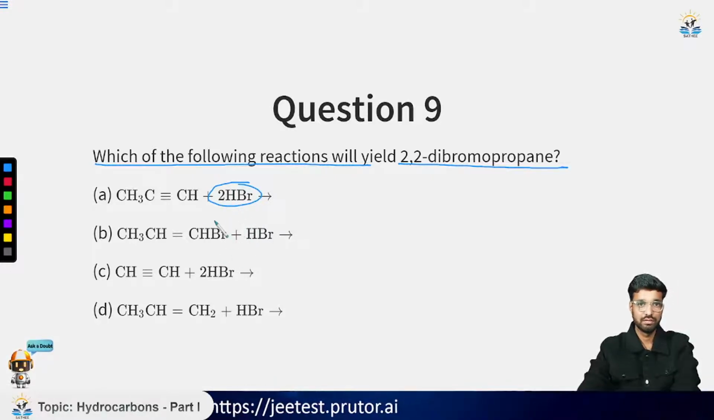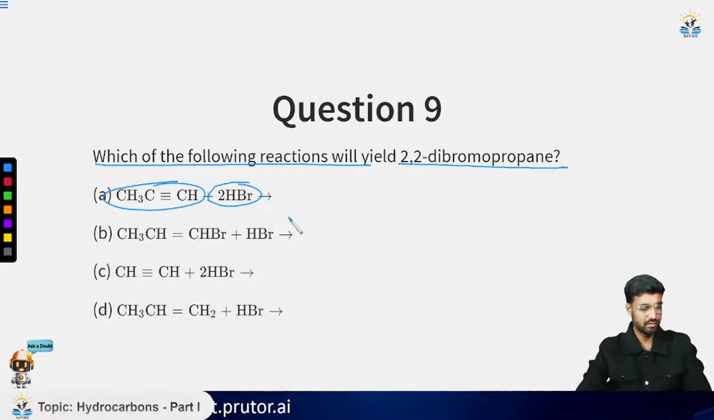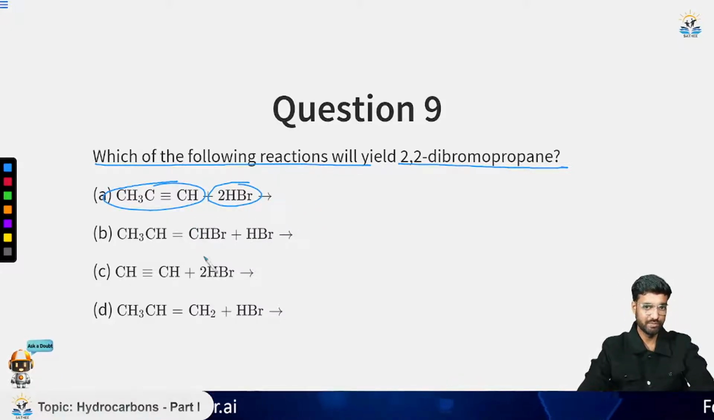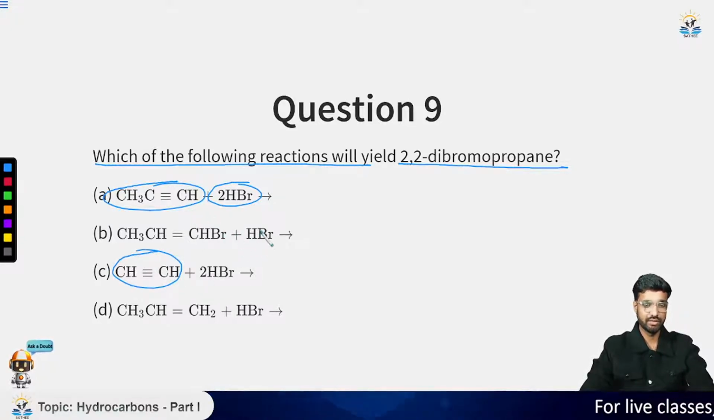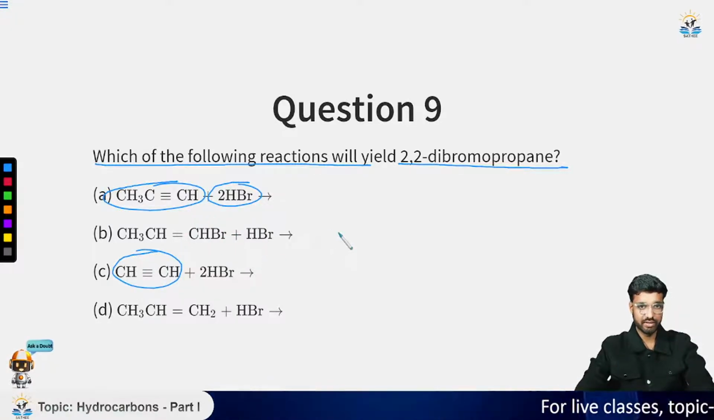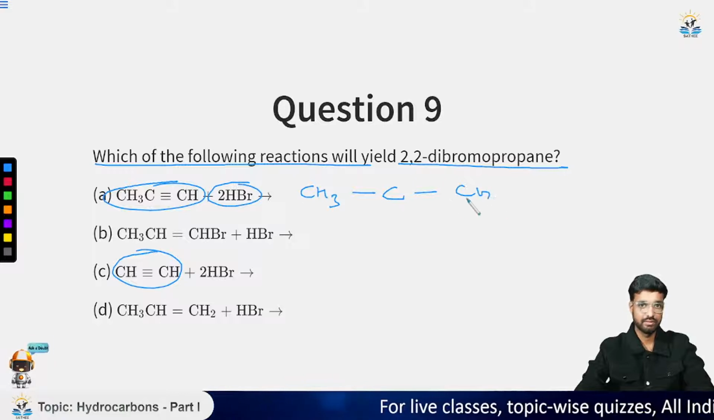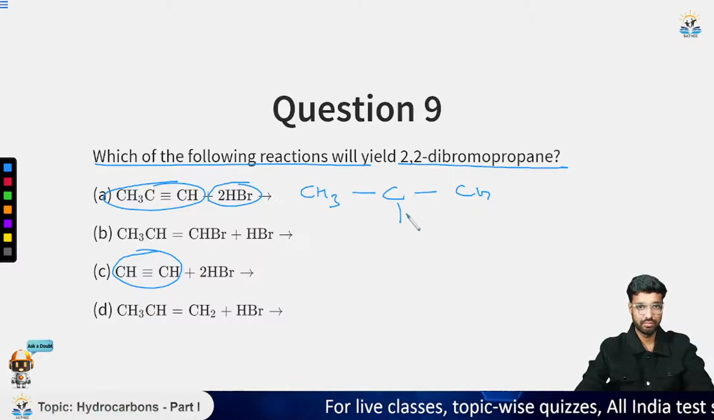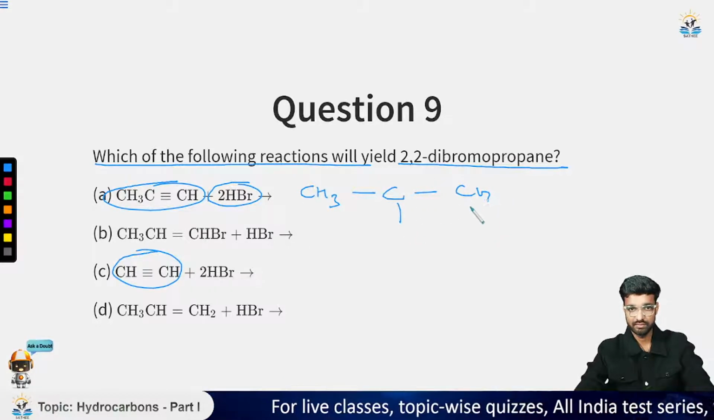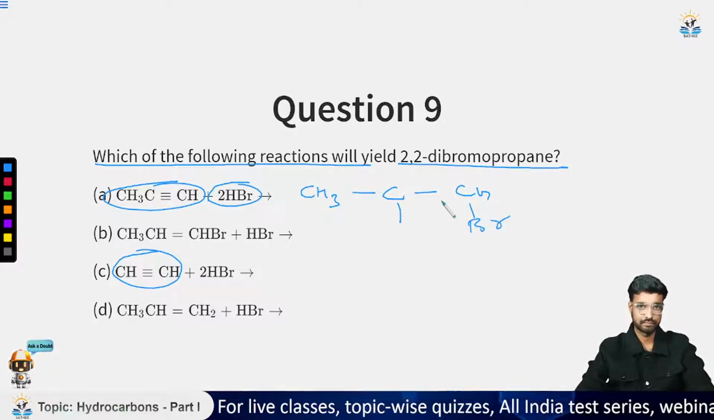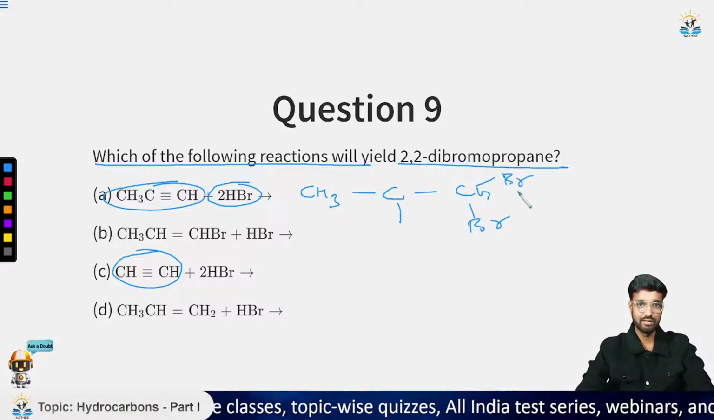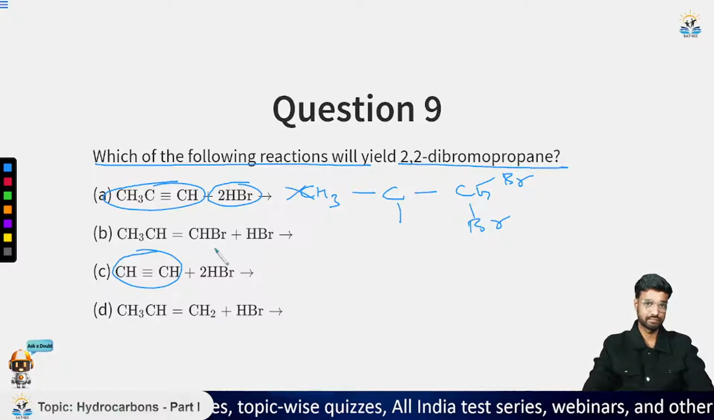2,2-dibromopropane. So if you see here, first, this alkyne can undergo HBr addition two times. This one can give us CH3 C H. So here first Br will be added, and again one more Br will be added here. So this is not the answer.